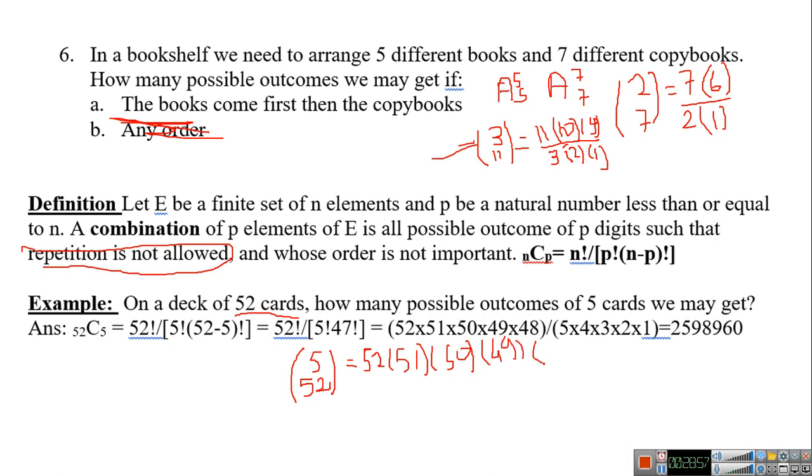Times 48. But because it's a combination, I don't stop here. I divide it by what number? You have 5. 5 times 4 times 3 times 2 and times 1.